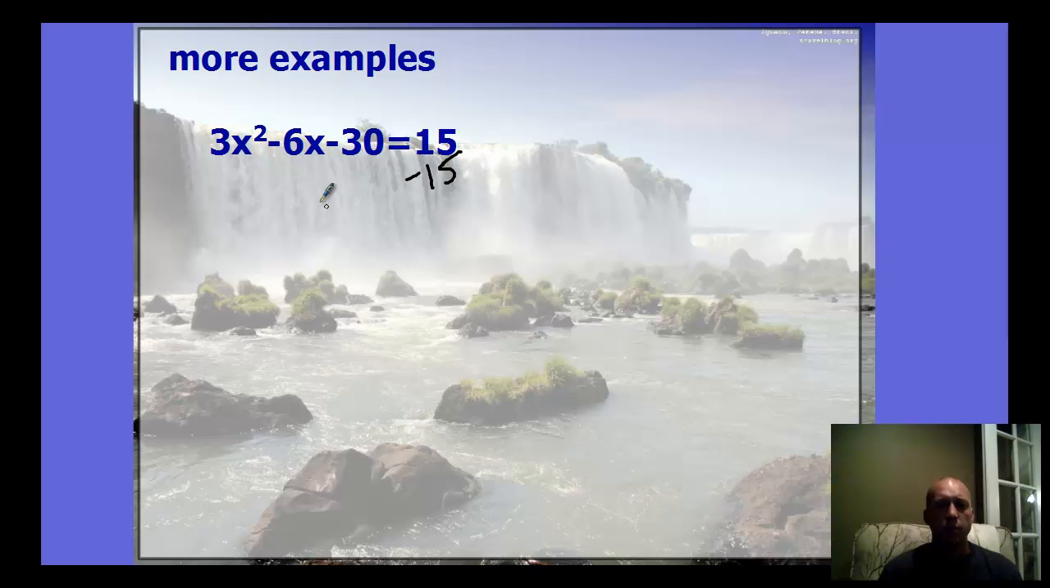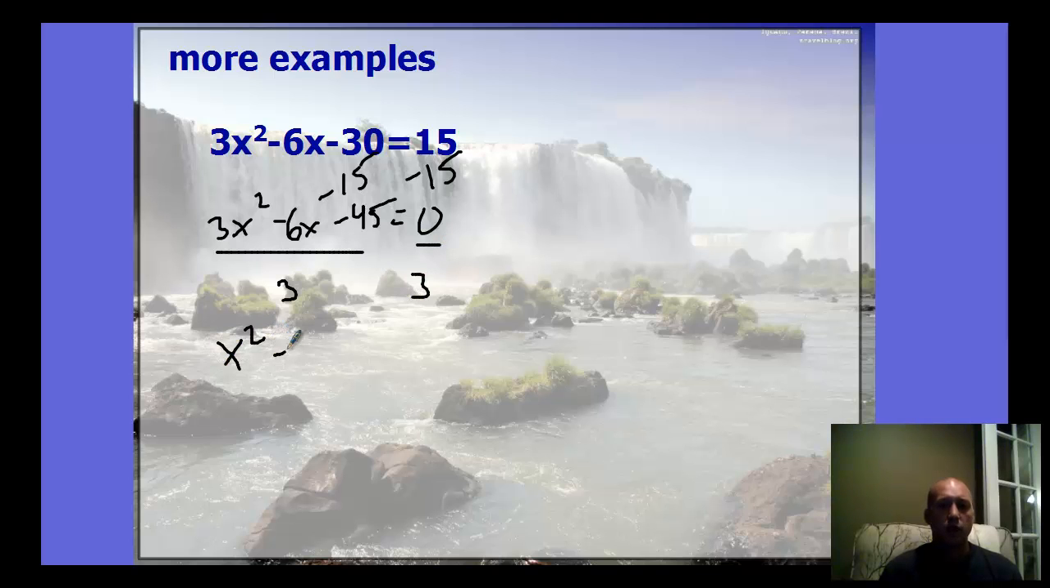So we're going to solve this. First thing we want to do is subtract 15 from both sides. We have standard form. And then you could realize that you can divide everything by 3. I'm hoping you see that. Divide both sides by 3. So x squared minus 2x minus 15 equals 0. It just makes the numbers smaller, so since we're using the quadratic formula, it's less mental math. So x equals negative b.